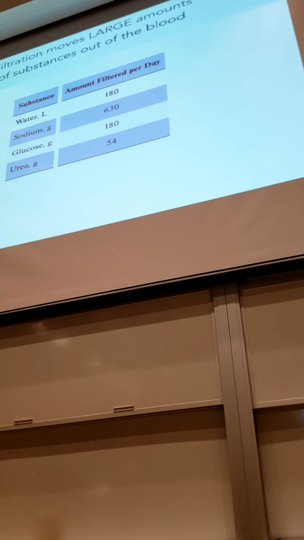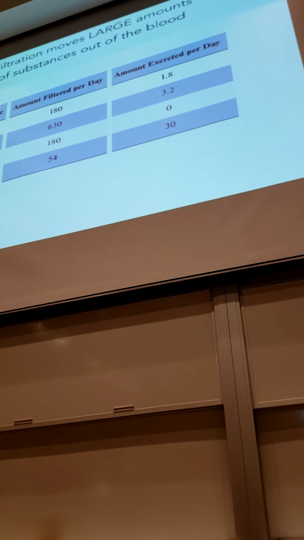Okay, and we don't pee that much, fortunately. Okay? There's nothing left of us. But what we do is we pull it back. Okay, sodium, glucose, urea. These are all things that we really produce lots of. 630 grams of sodium. Okay, it's over a pound.